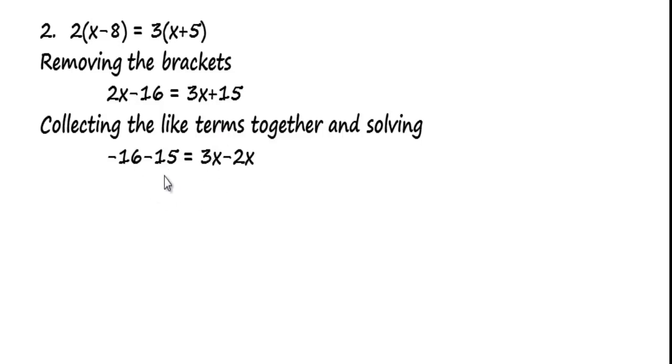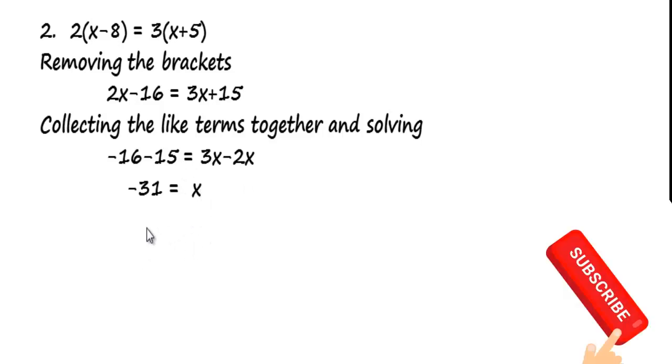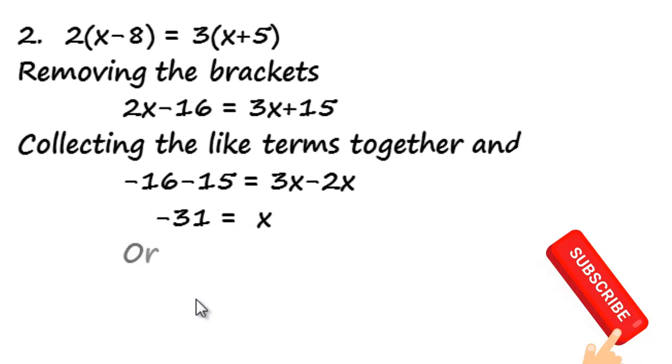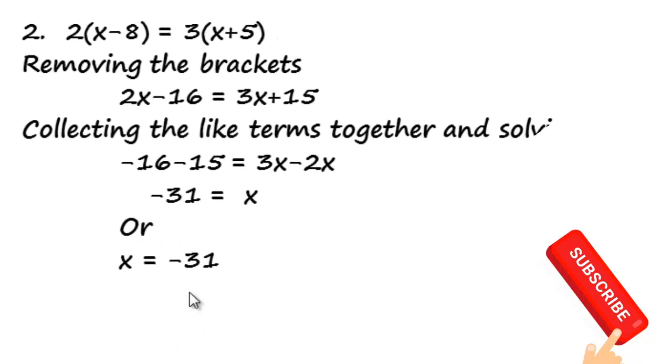So minus 16 minus 15 is going to be, you have debt of 16 and you still have debt of 15. Add them together, it's going to be debt of 31, which is minus 31, and then 3x minus 2x is now going to be x. You have 3x and you have the debt of 2x. It remains x, and therefore x is equal to minus 31. Are you following now?